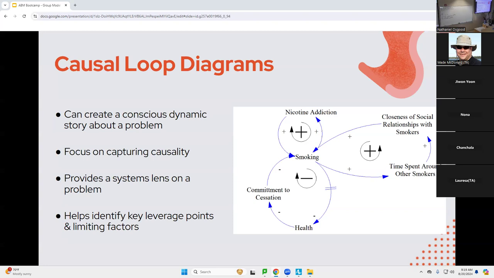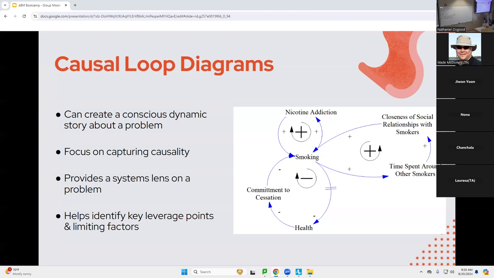So this is an example one, which fits the theme of what we've been talking about with some of our models today. It revolves around smoking and some of the elements or the story pieces that go with it. So in this diagram, we've got variables.